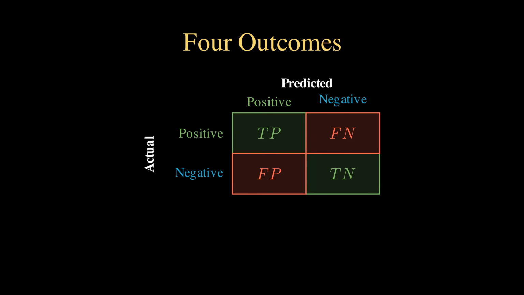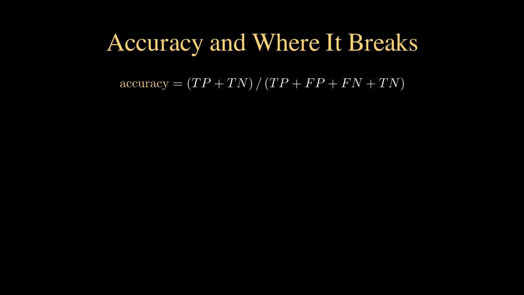Stack those 4 counts in a 2x2 grid and you have the confusion matrix. That's the whole thing. 4 numbers. Everything else you've heard of, accuracy, precision, recall, F1, is just a ratio between them. Accuracy is the simplest of those ratios. The correct predictions, the green diagonal, divided by the total.